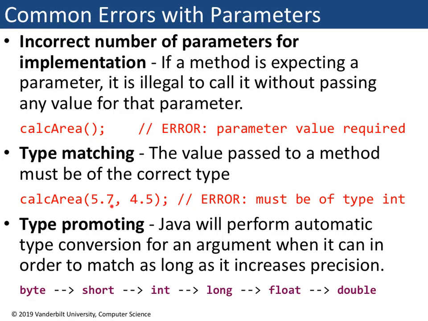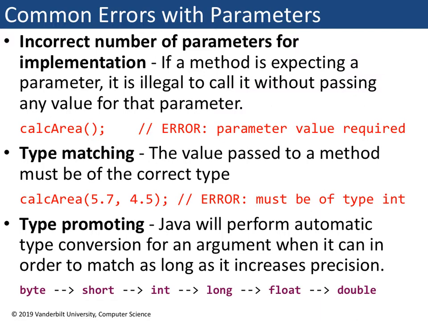This is an expression which is a double literal, and this double literal will take on the double value 5.7, and we're attempting to store the value 5.7 into an integer. That will not work, and it will give a compiler error and say it must be the correct type. So these both should be expressions which evaluate to integers in the case of calc area. So the type has to match the expected parameter type.